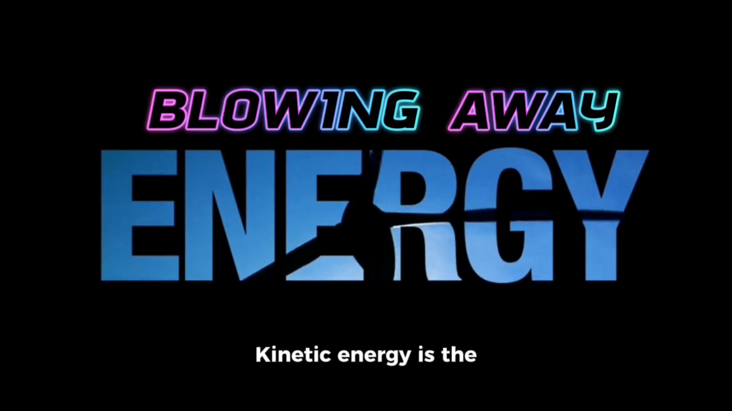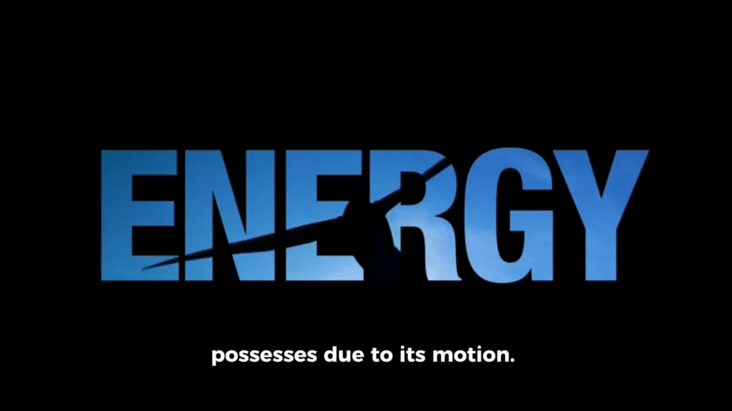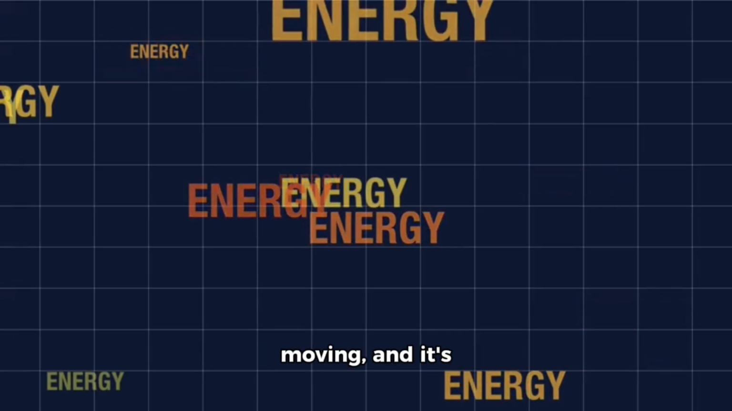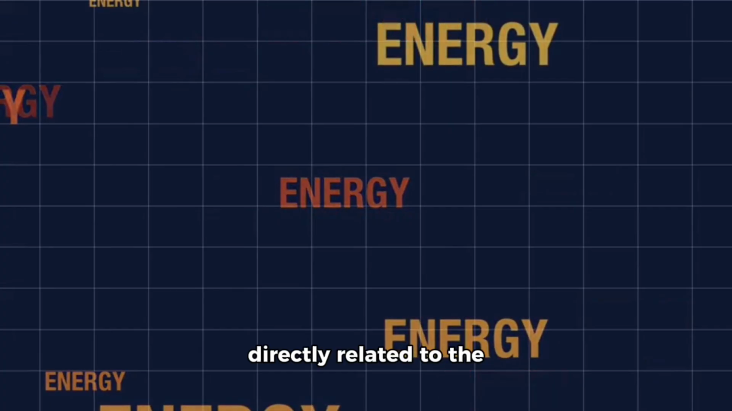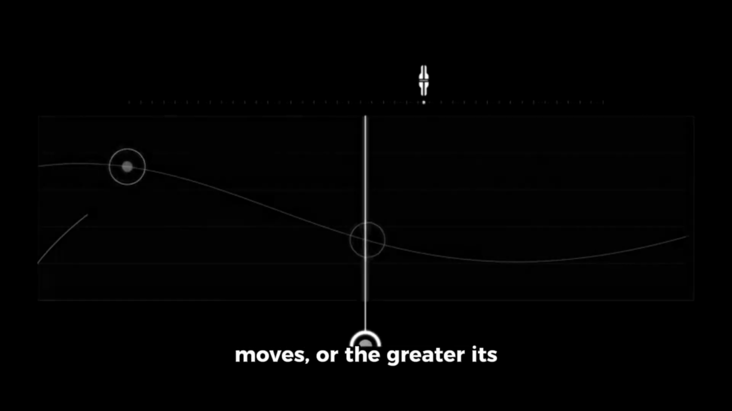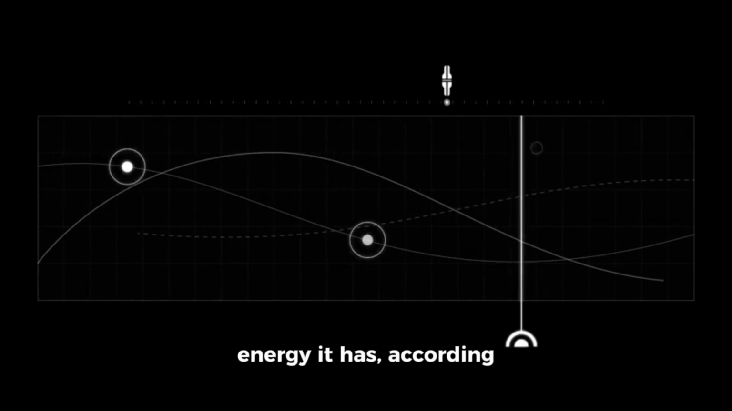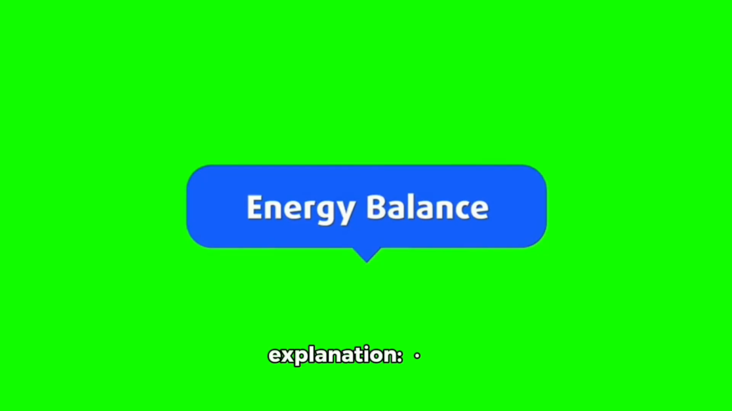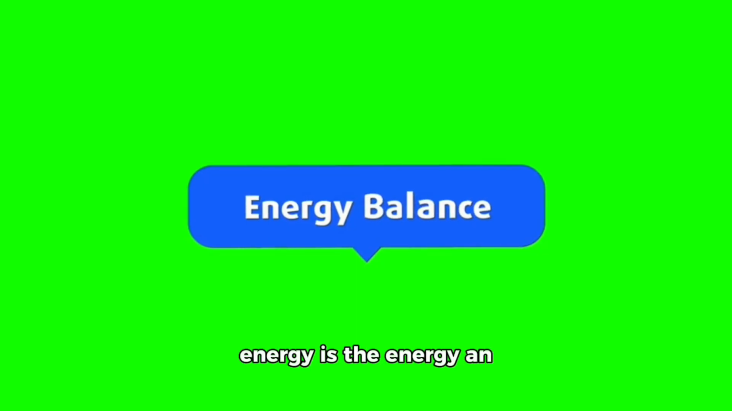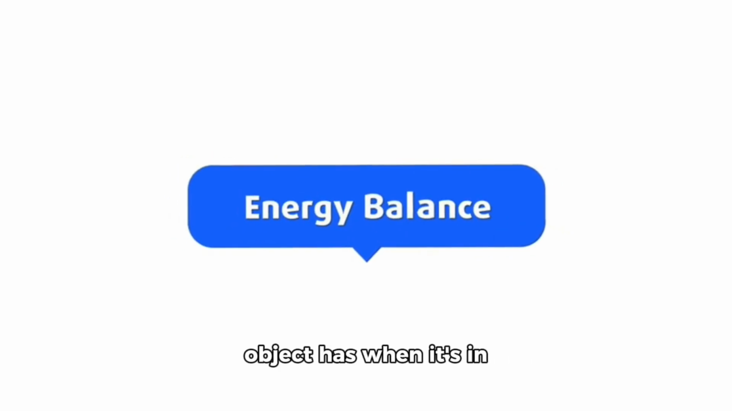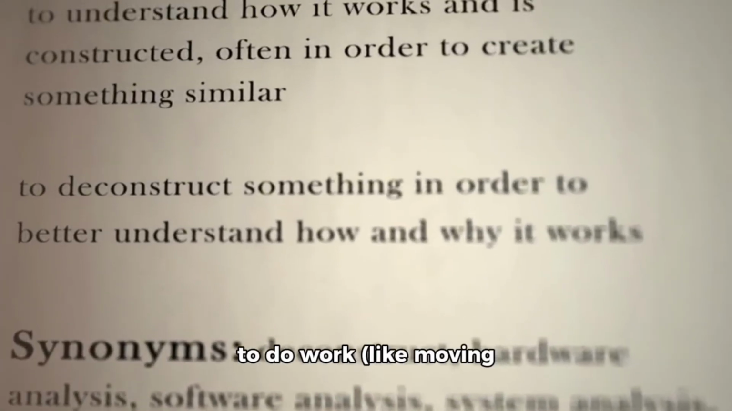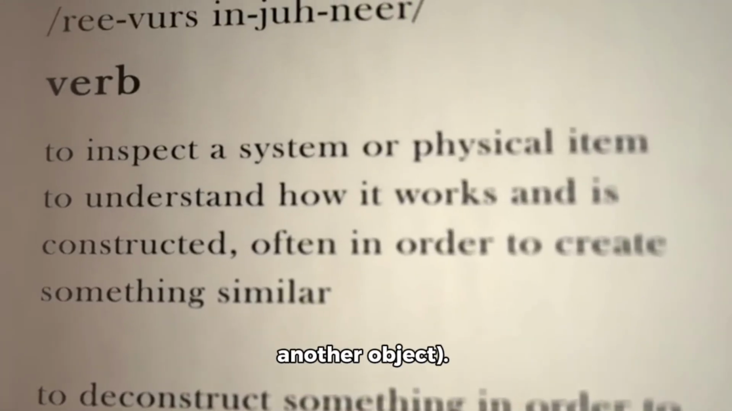Defining kinetic energy. Kinetic energy is the energy an object possesses due to its motion. It's the energy an object has because it's moving, and it's directly related to the object's mass and speed. The faster an object moves, or the greater its mass, the more kinetic energy it has, according to Study.com. Here's a more detailed explanation. Definition: kinetic energy is the energy an object has when it's in motion. It's the energy an object possesses that allows it to do work, like moving another object.